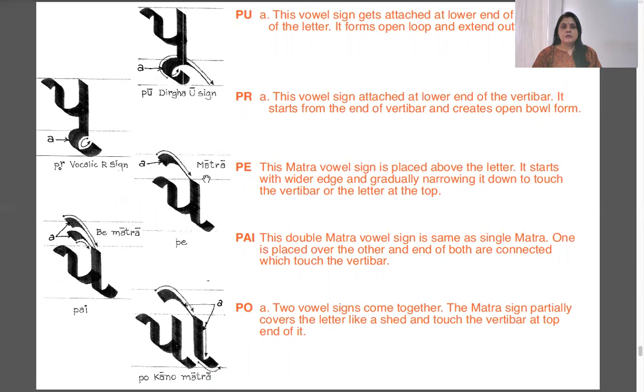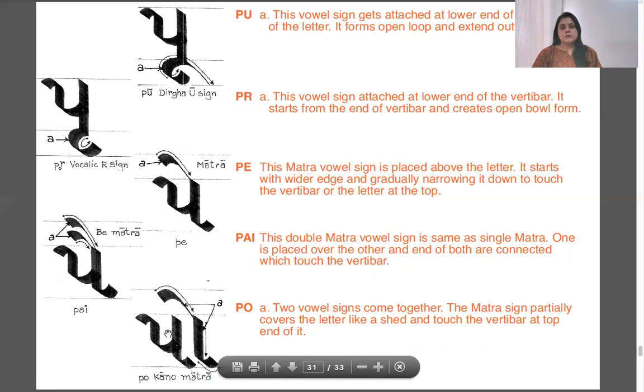Now this is Matra. We call it A Matra. When it is attached to pa, it sounds pe. This Matra vowel sign is placed above the letter. It starts with a wider edge and gradually narrows down to touch the vertebra of the letter at the top. Now this is Be Matra. We call it Pai. This double Matra vowel sign is the same as the single Matra. One is placed over the other and the ends of both are connected, which touches the vertebra.